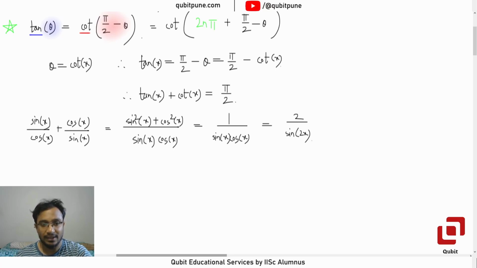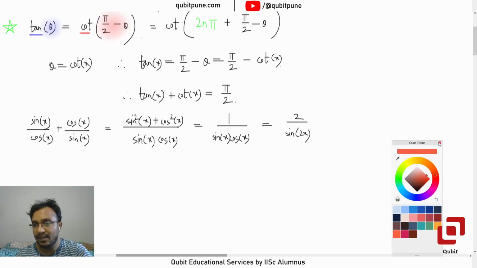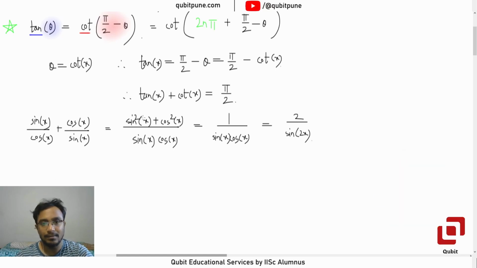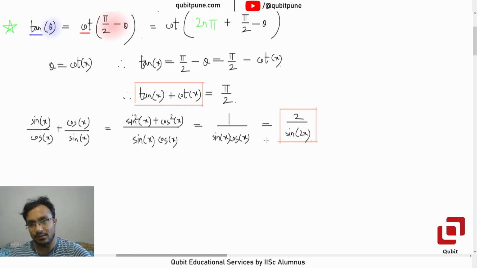I hope everybody understood this, right? What have we done? We have basically gone on simplifying this expression, and we have eventually arrived at tan x plus cot x is equal to 2 upon sine 2x. Well, what identity have we used again? Sine double angle formula, sine 2 theta is 2 sine theta cos theta. So therefore I can say 2 upon sine 2x is equal to pi by 2.